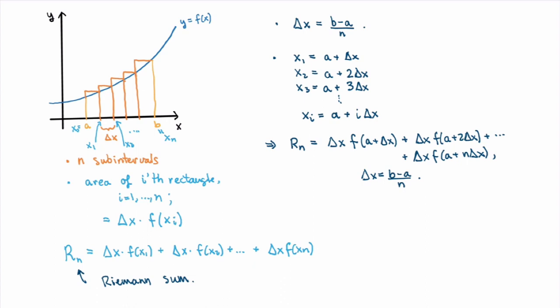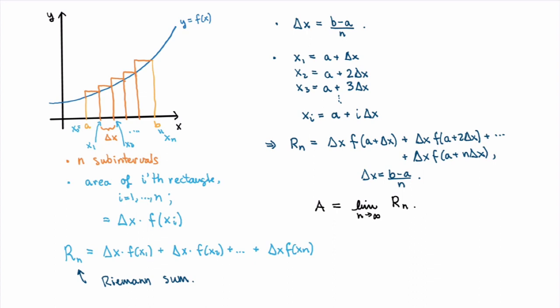So in fact, I can take that as a definition, if you want, of the area under the graph. So I'll call that A. I'll calculate the area under the graph by taking the limit as n goes to infinity of the Riemann sum Rn. And that will give me an exact calculation of the area under the graph.